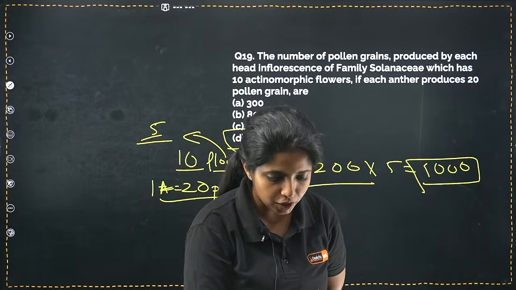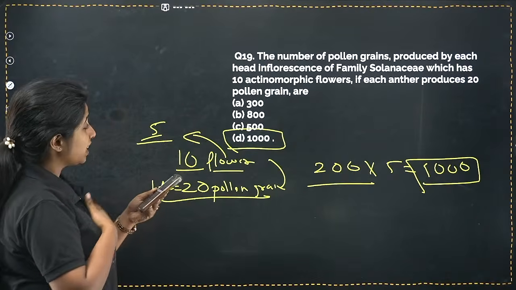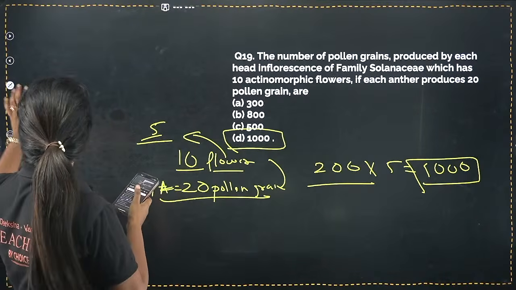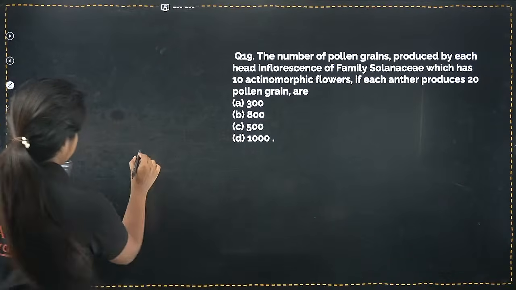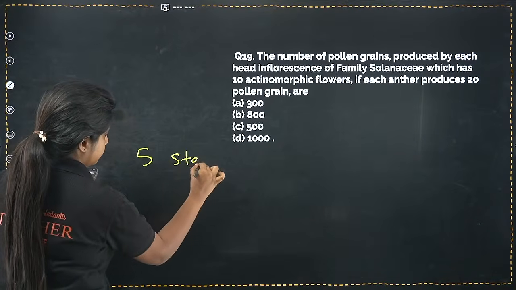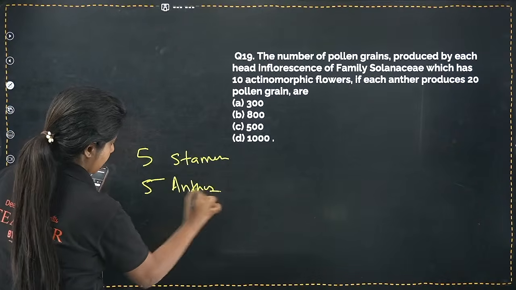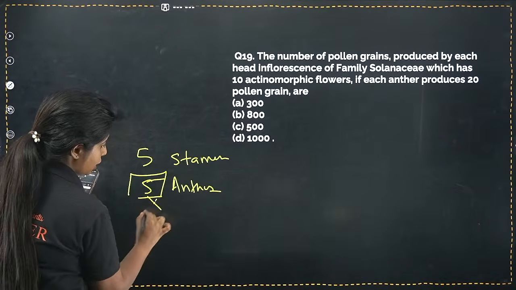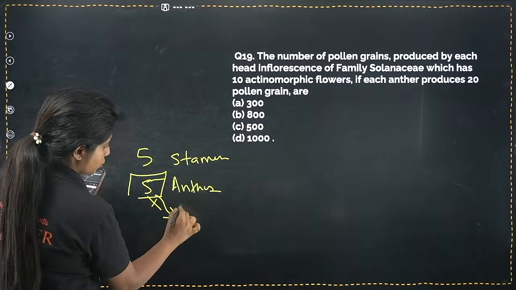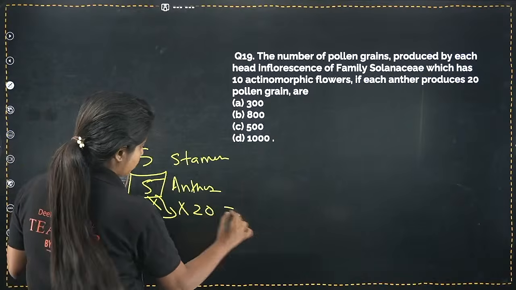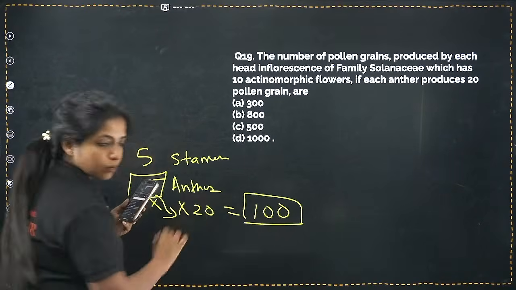Did I say 5 petals are there? I'm so sorry if that was said. Not 5 petals, 5 stamens. 5 stamens means 5 anthers. And each of these 5 anthers is going to produce how many? 20 pollen grains. So 5 into 20, if you want to do it like that, you can. 5 into 20 is equal to 100, right?